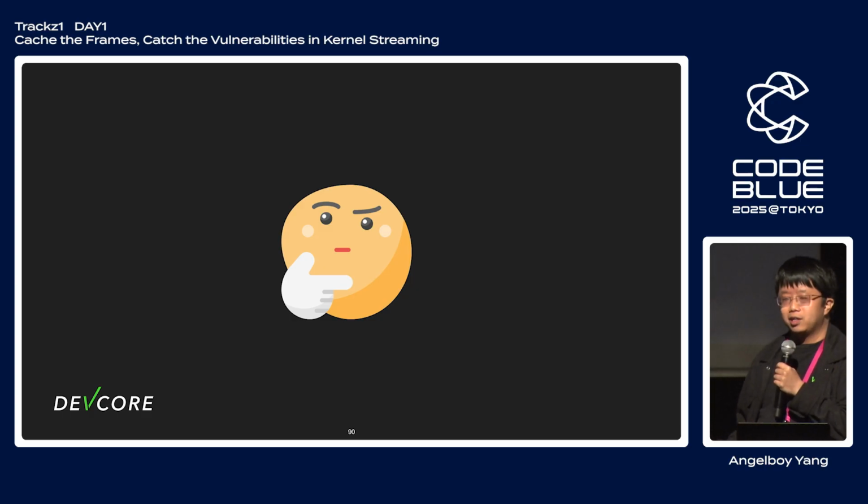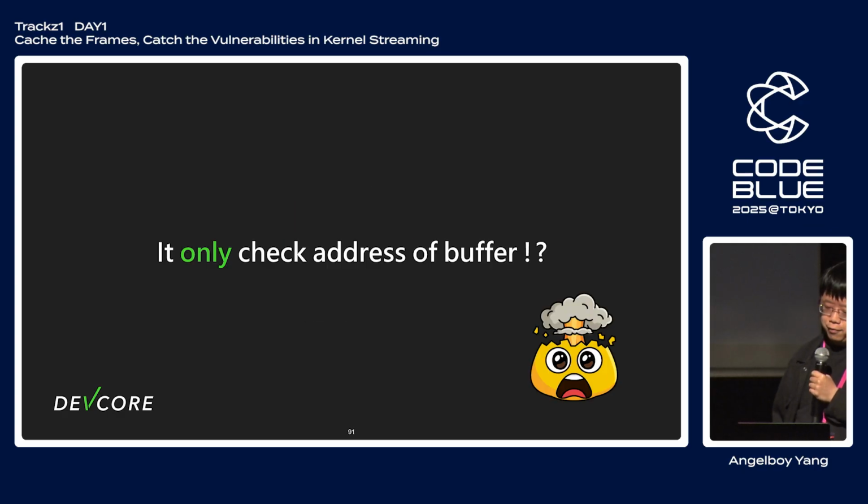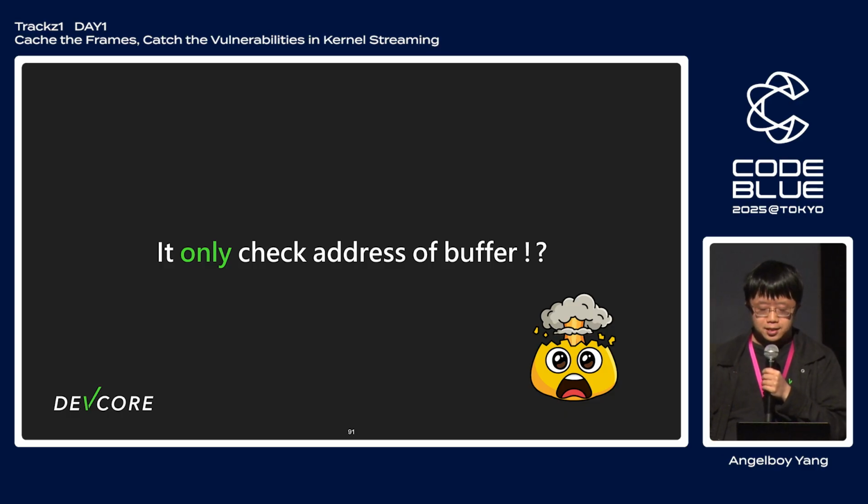Something seems wrong here. In fact, when it looks up a suitable MDL from the MDL cache, it only compares the buffer address and does not check the size. This means that in the first request, we can provide a smaller frame buffer, and in the second request, reuse the same buffer address but specify a larger size.